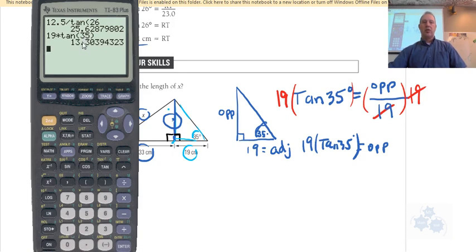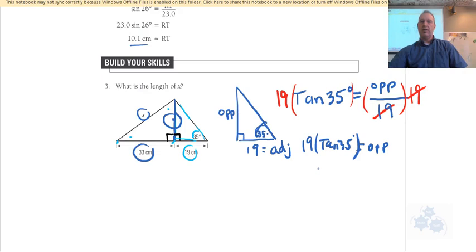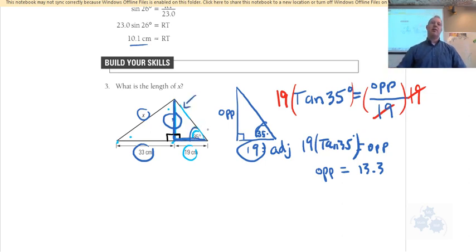So I get 13.3. Does that look right? Do you guys have that? Okay. The opposite side is 13.3. And if this is 19, this could be 13. Now it's not really to scale here, because this angle is much more than 35, I can tell you right now. So sometimes you can see by the diagram that, like, oh yeah, that looks about right. And this is correct, I would say.